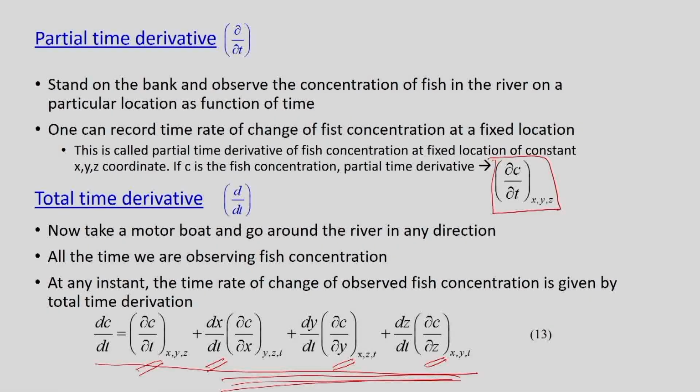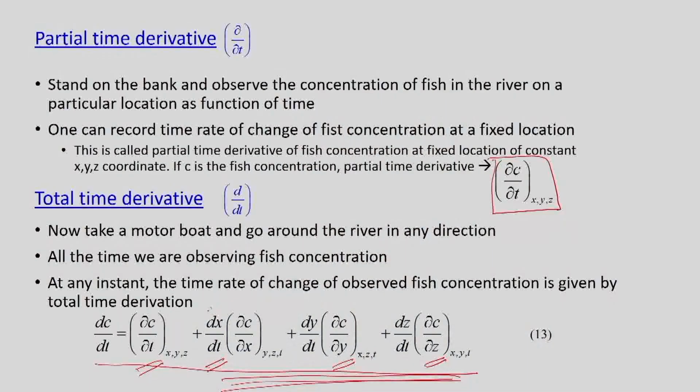Definitely it is a better representation compared to the partial time derivative, but still it is not a reliable one, because dx/dt, dy/dt and dz/dt are nothing but the velocity components of the boat in the x, y and z directions. But the velocity of the boat is not the same as the river stream velocity. So, one needs a better improvement.